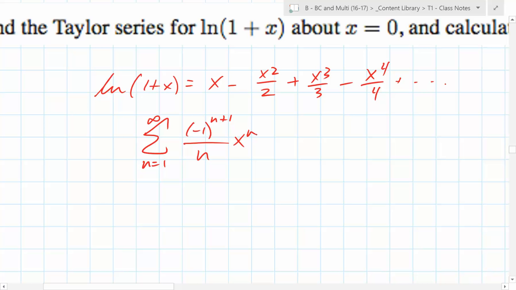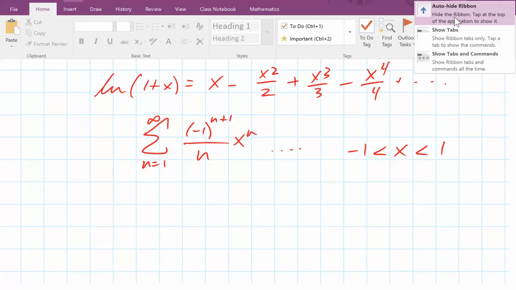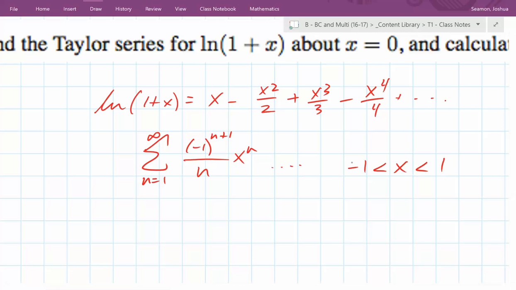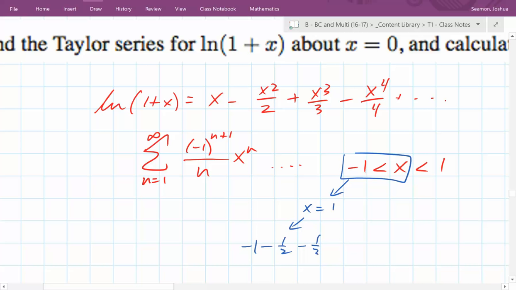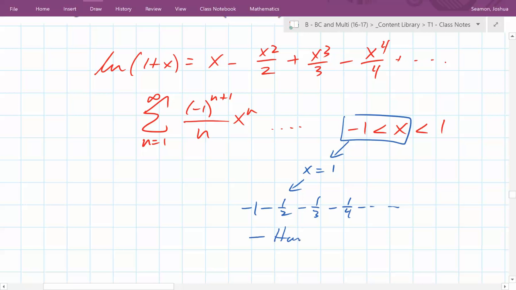So then you run the ratio test. Everybody remember the ratio test? We've done this many, many times. You do the ratio test, and you end up with this, negative 1 less than x less than 1. But then what do you have to test? You test the endpoints in order to find the actual interval of convergence, because you're not done until you test the endpoints. So if x is equal to negative 1, what do you end up with? Negative 1 minus a half minus a third minus a 4th. What is that? It's the opposite of the harmonic series, which what?